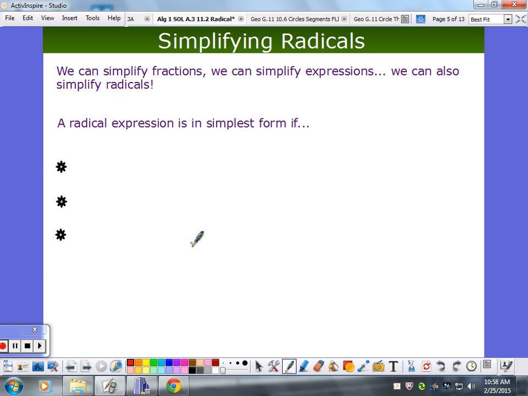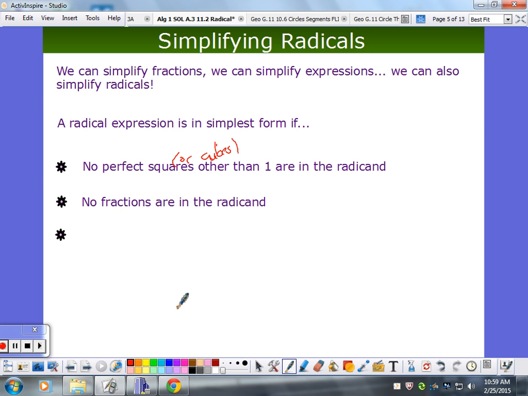All right, simplifying radicals. Again, review. We can simplify fractions. We can simplify expressions. We're always going to simplify radicals just like we always simplify a fraction. Don't we always simplify a fraction? Yes. Just making sure. It's in simplest form if there are no perfect squares, or cubes, or whatever root you're working with, other than 1 in the radicand. There are no fractions in the radicand, and no radicals in the denominator.